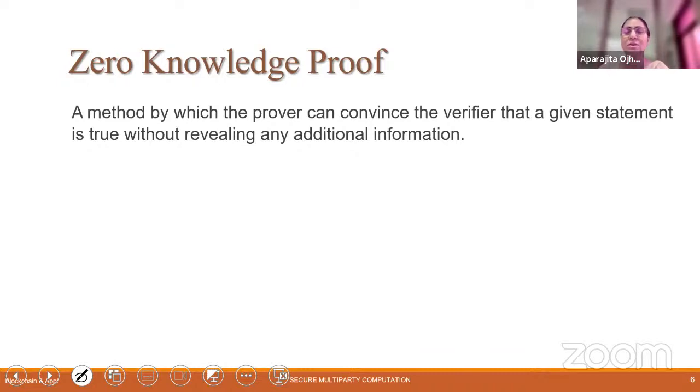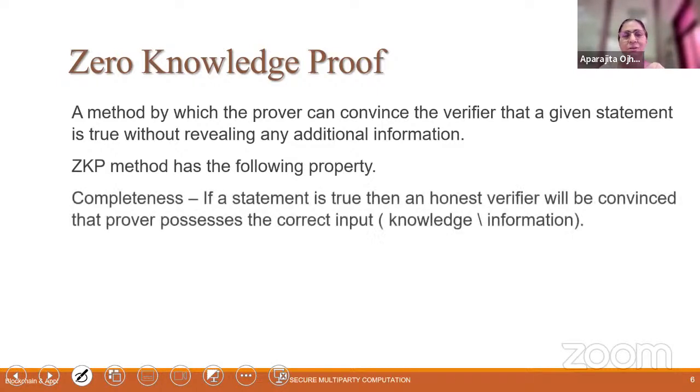I show to the system that this is my email ID by actually logging into the email ID without the system gaining access to my password. So the method by which the prover can convince the verifier that a given statement is true without revealing any additional information is known as a zero knowledge proof method. Remember that a zero knowledge proof must have certain properties.